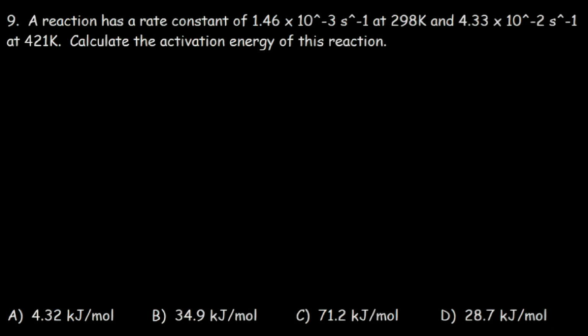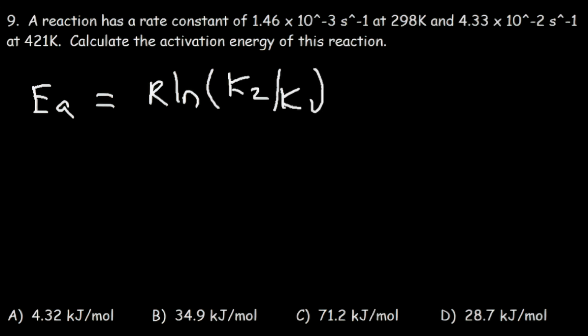Number 9: a reaction has a rate constant of 1.46 times 10 to the negative 3 s to the minus 1 at 298 Kelvin and 4.33 times 10 to the minus 2 s to the minus 1 at 421 Kelvin. Calculate the activation energy of this reaction. So the equation that you need for this problem is the activation energy is equal to R times the natural log of K2 divided by K1, the two rate constants, over 1 over T1 minus 1 over T2.